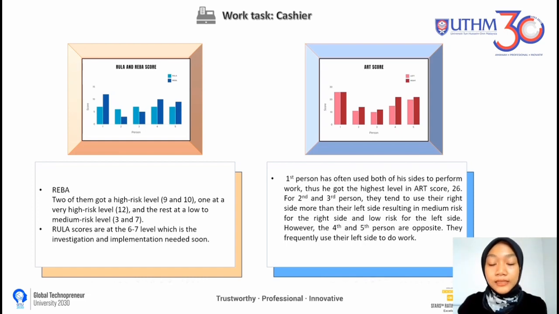On the other hand is the ART score. The first person has often used both of his sides to perform work. The second and third person tend to use their right side more than their left side. And the fourth and fifth person are the opposite of the second and third person.